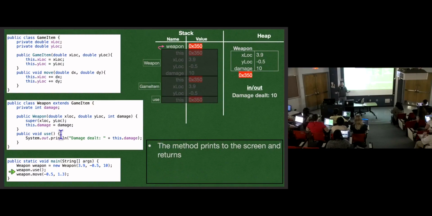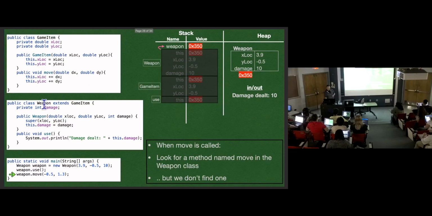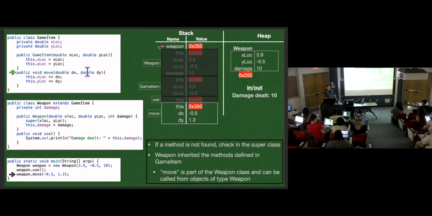That's what we've done with regular classes. But what happens when we call the move method? We're going to call weapon.move. We look in the Weapon class, and we don't find a method named move that takes two doubles. So when we don't find a method in the class, we move on to its superclass. We go into the GameItem class, and that's where we do find a move method that takes two doubles, and that's the one that's going to be called.